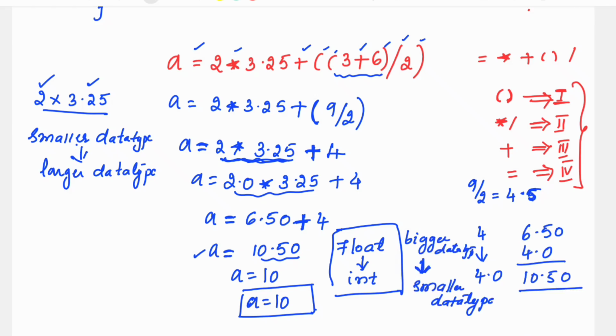In this example, you have seen both the cases, a smaller data type getting converted into a larger data type. Smaller to larger is called promotion. And we have also seen a larger data type, float, getting converted into a smaller data type, int. Bigger to smaller data type, the process is called demotion. So we say it is demoted here. So this is how the arithmetic expression gets evaluated.